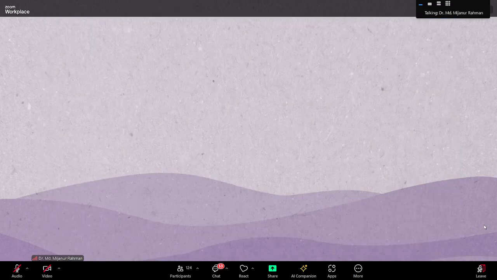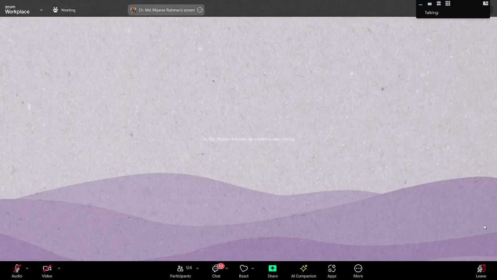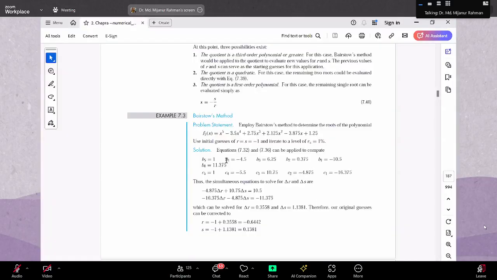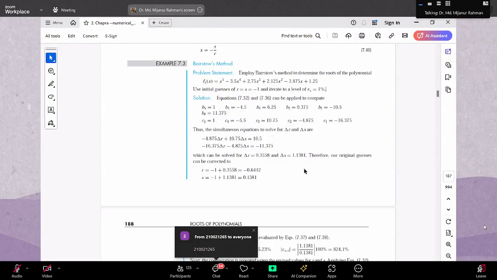If I am sharing, I just open here. So if we check this problem, iterate to a level of epsilon s equal to 1%. That means our percentage of error should be less than 1%. So of course it will converge with 3 or 4 iterations.